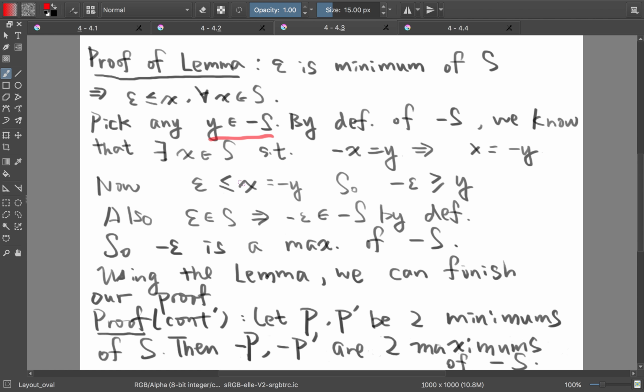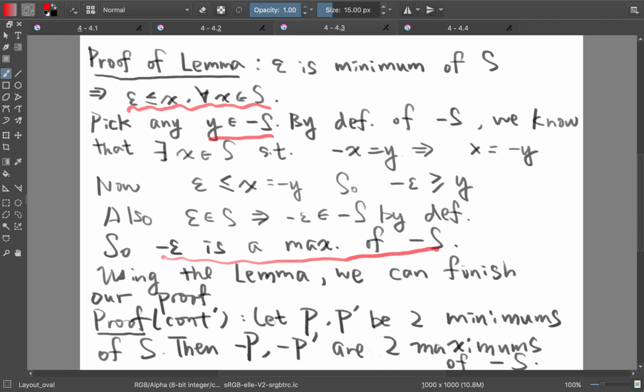Now, as X is an element of S, by the first statement we have epsilon is smaller than or equal to X, and X in this case is negative Y. So if we take the negative sign to both sides of the inequality, we get negative epsilon is greater than or equal to Y. Also, epsilon is lying inside S, and that means negative epsilon lies inside negative S by the definition of negative S. So, indeed, after checking these two conditions, we know that negative epsilon is a maximum of negative S. So, using this lemma, we can finish our proof.